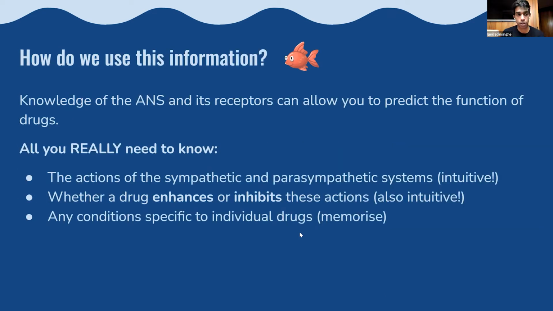So now that we have this brief overview, let's think about how we actually want to use this information. Because I think that when you approach topics like PHARM, it's really easy to get overwhelmed and try to memorize different drugs. But really, when you simplify it down, all you really need to know is the actions of the sympathetic and parasympathetic systems, which is quite intuitive if you think of it in terms of flight or fight, or rest and digest. And then also you need to think about whether a drug enhances or inhibits these actions. So then once you know these things, you can get on to memorizing things that might be specific to individual drugs, which is much easier to memorize and much more palatable.